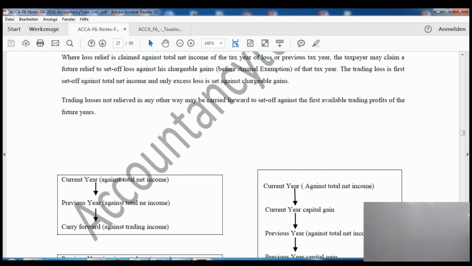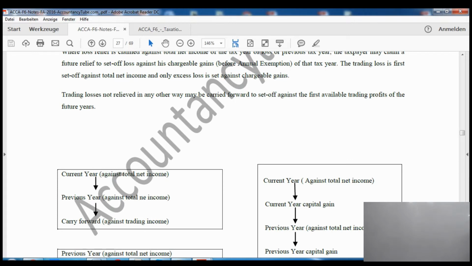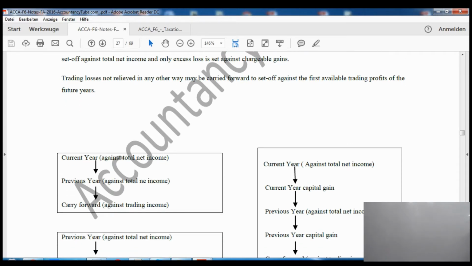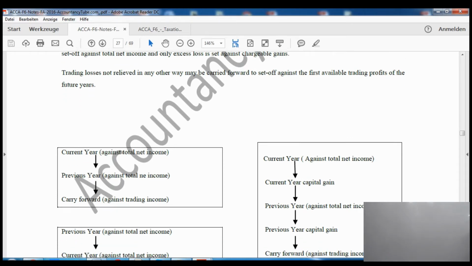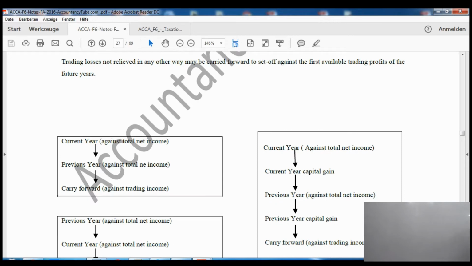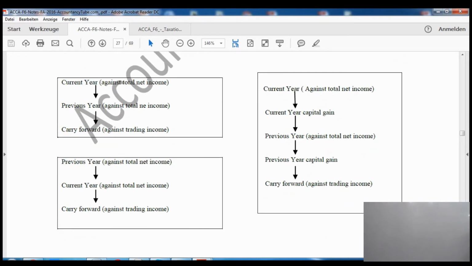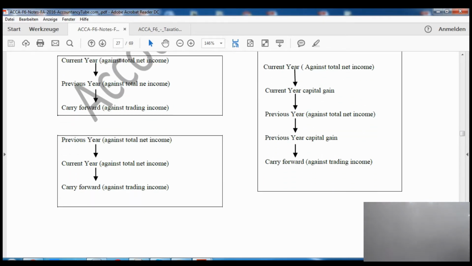It says that before the annual exemption of that year, the trading loss is first set off against the total net income, and only excess losses are set off against the chargeable gains. Which means you cannot set off against chargeable gains first, then net income. No, you can't do that. You have to set off against the net income first, then any excess loss against the chargeable gains. Trading loss is not relieved in any other way. You can carry it forward to set off against the trading profit of future years, as we have seen in the first case.